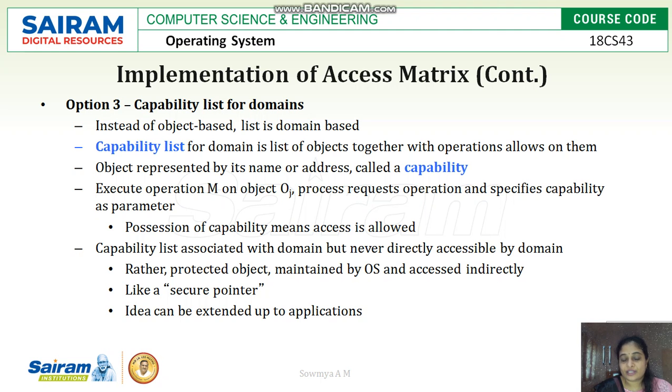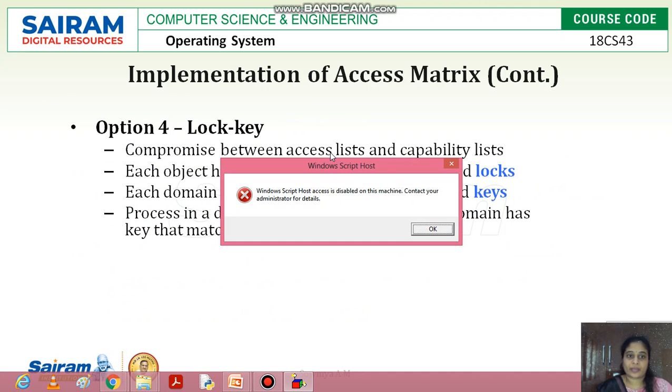To execute operation M on an object O_j, the process requests the operation and specifies the capability as a parameter. In the capability list it will tell you what the domain is, and what the access permissions are just for those objects. If the access permission is not given for an object, then no extra entry is added to this domain's capability list.